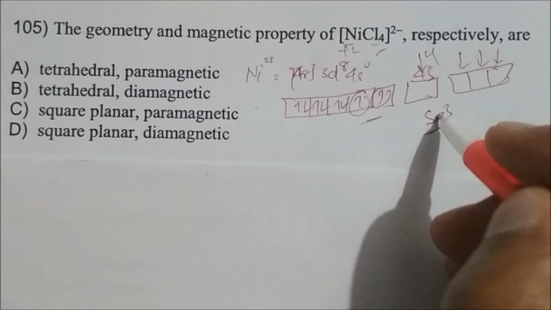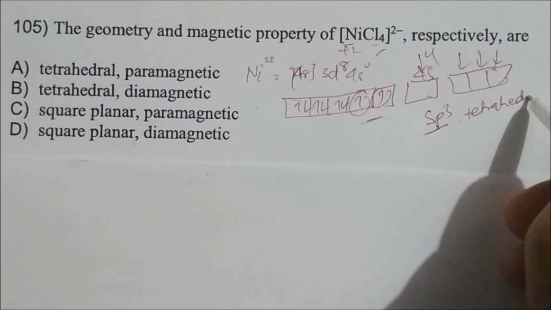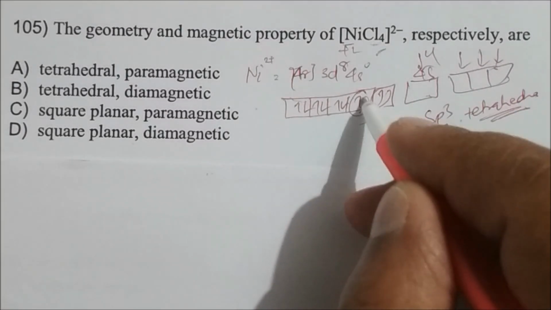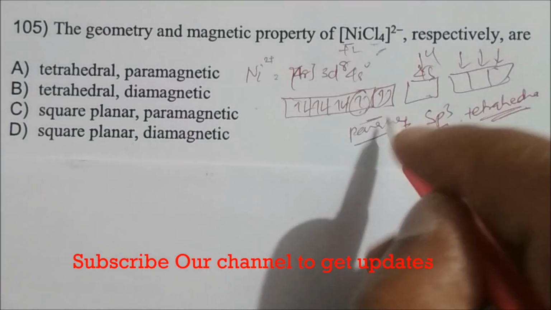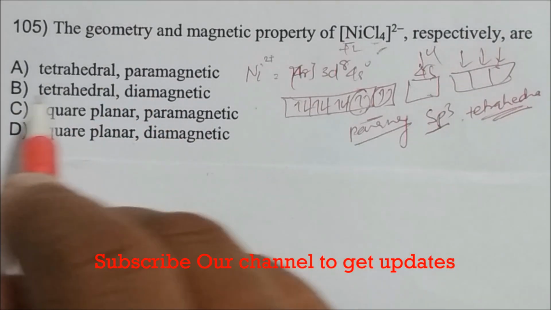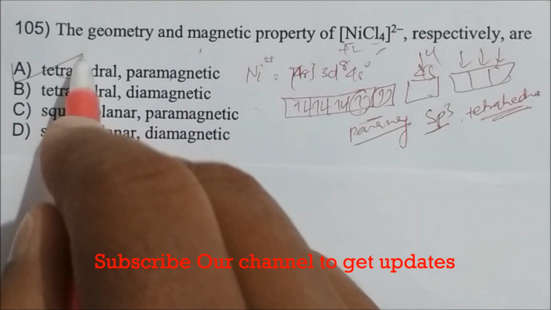For sp3, it will be a tetrahedral structure, and we have 2 unpaired electrons, so this will be paramagnetic. So our answer is: geometry will be tetrahedral and magnetic property will be paramagnetic.